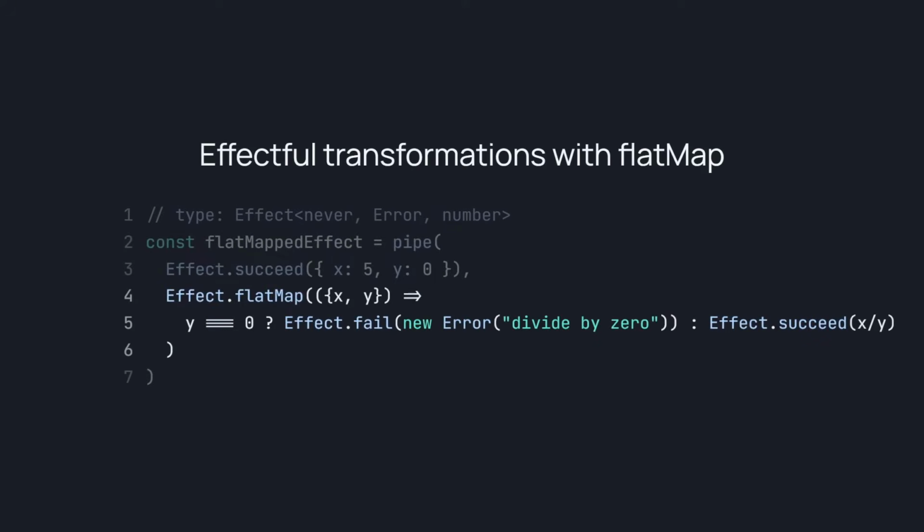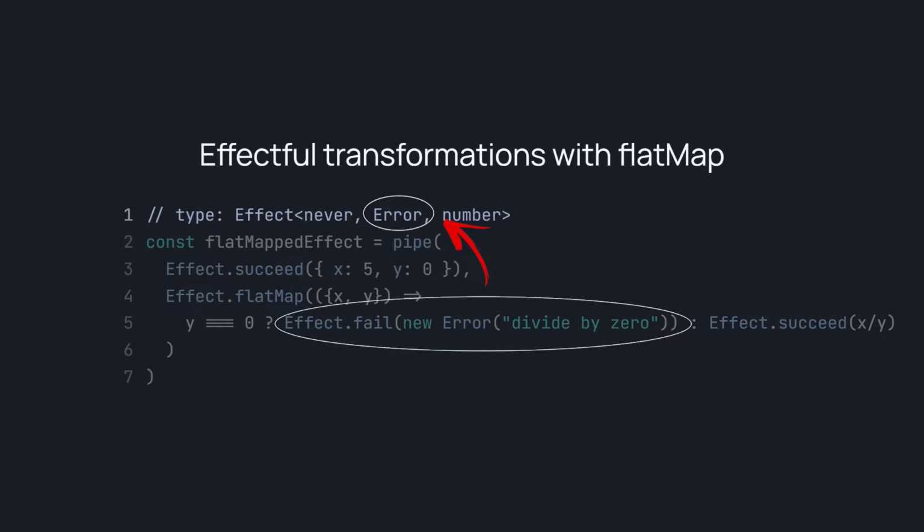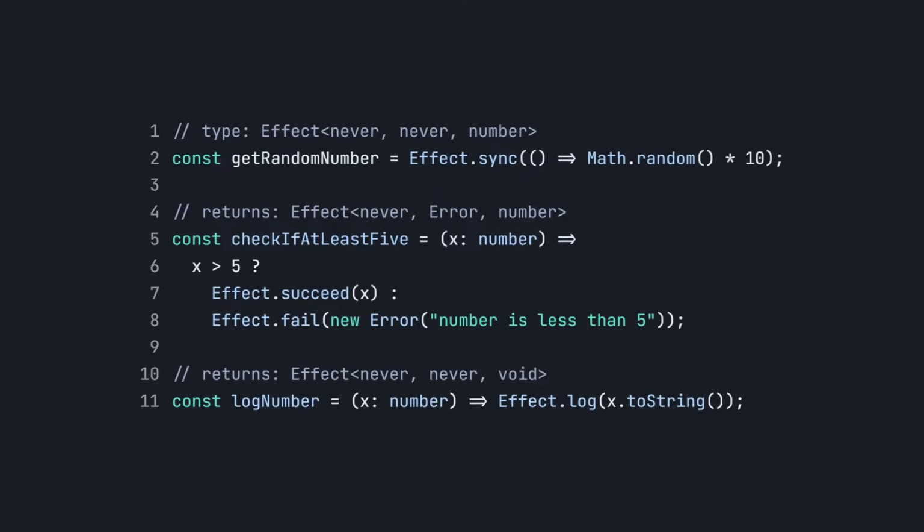To do this, we can use flatMap. FlatMap takes a function that accepts an input whose type is the value of the previous effect and returns a new effect. The result of the flatMap will be an effect whose value is the value of the effect returned by the mapping function, in this case, number, and whose error and requirements are a combination of the new and previous effects. Let's take a look at a short example using what we've learned so far.